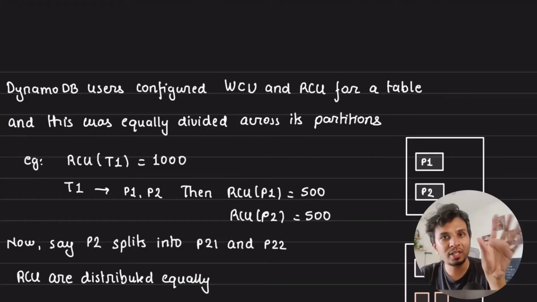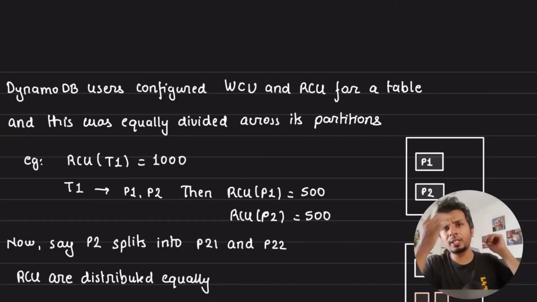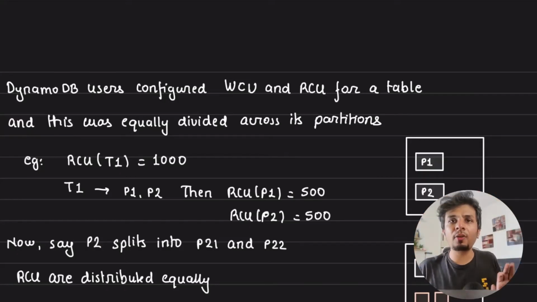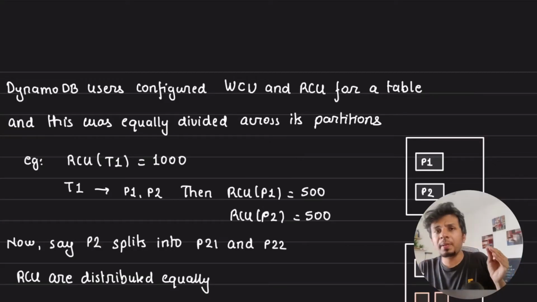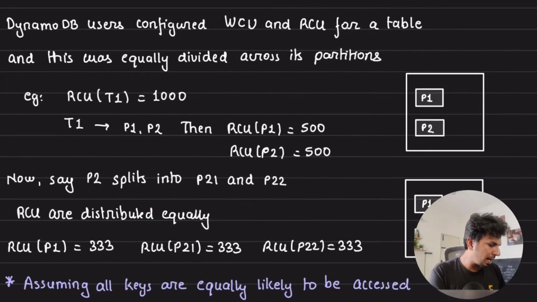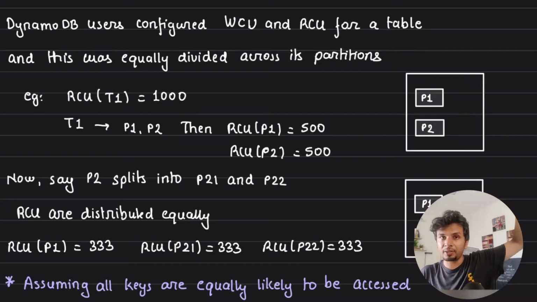So what DynamoDB does is configure something called read capacity units and write capacity units. And the idea is simple. If my table has, let's say, a read capacity unit of 1000, right? And suppose DynamoDB chose to split my table into 2 partitions, P1 and P2. So what would happen is I have 1000 read capacity units, like 1000 requests per second, to put it in simple terms.